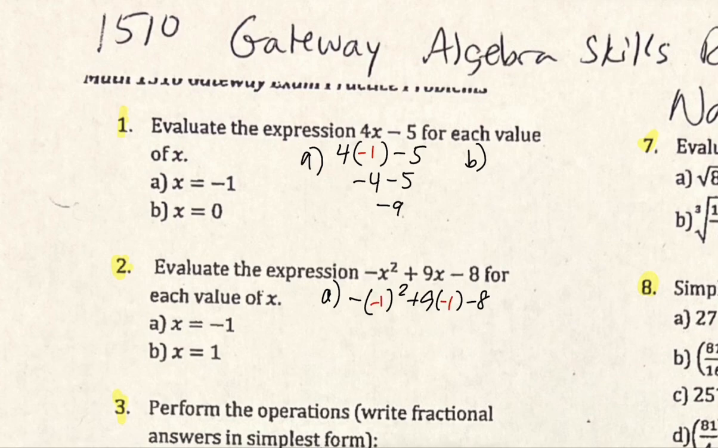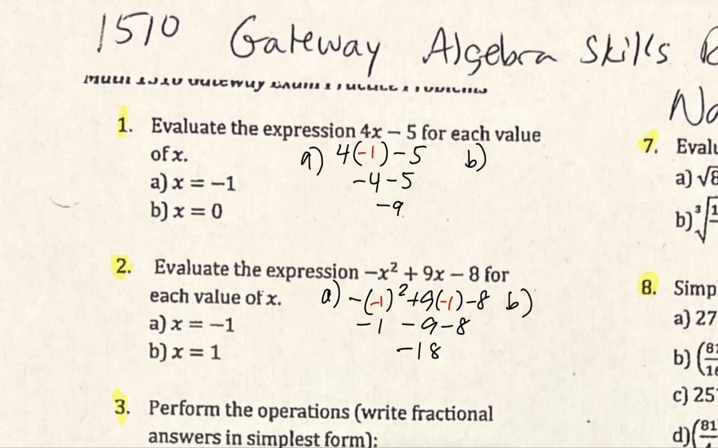Now here's where people make mistakes. So let me remind you of some stuff. You're going to square the negative 1 first. Negative 1 squared is positive 1, but there's an opposite there. That negative on the outside makes it negative 1. So we're going to actually end up with negative 1 minus 9 minus 8, which is negative 18. So then you go ahead and try it for B. Okay. So 1 and 2, easy substitution. Don't forget your order of operations.